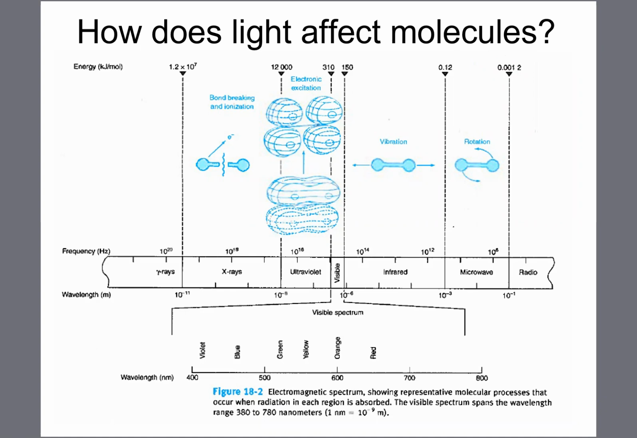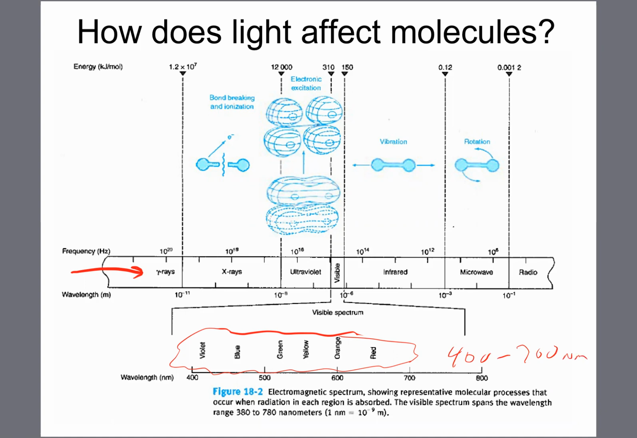So I'd like you all to be able to order the electromagnetic spectrum from high frequency to low, from high wavelength to low, and from high energy to low, and vice versa. And also, I want you all to know approximate wavelength ranges for these different color lights. And we should know that 400 to 700 nanometers is visible.